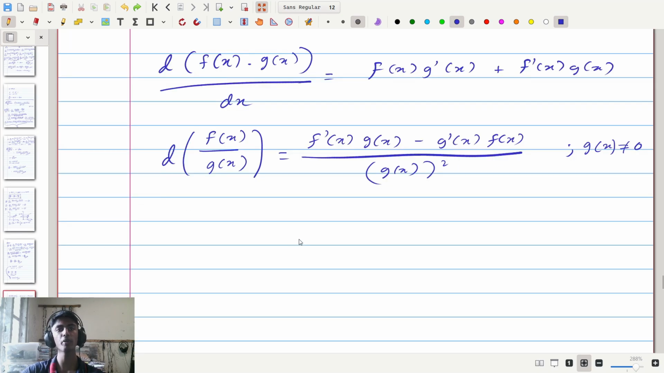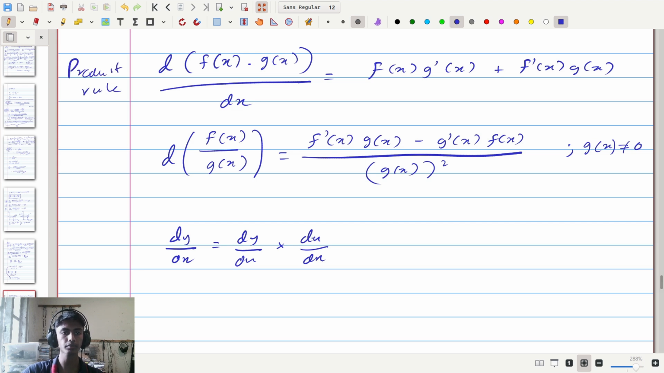And the final rule we discussed is that if we have some intermediate variable, then we can say that dy by dx is equal to dy by du times du by dx. So over here what we have is the product rule, the quotient rule, and the chain rule. I'm going to label them.